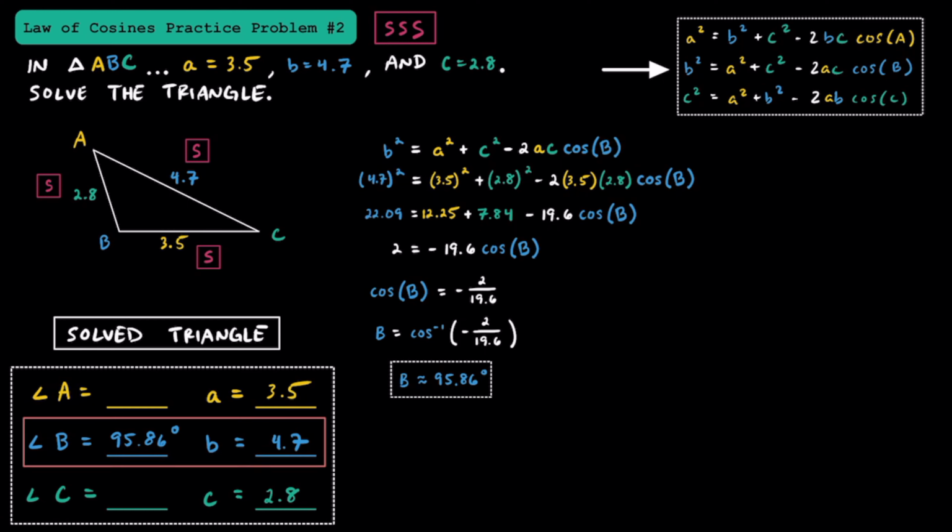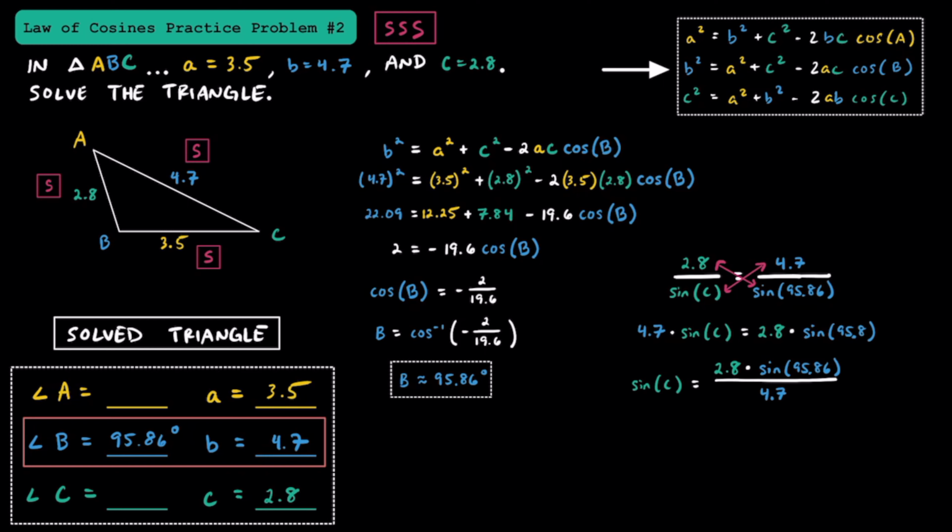Now that we have a matching pair of an angle and its opposite side length, we can use the law of sines to solve the rest of this triangle. We can set up this proportion of 2.8 over sine of C is equal to 4.7 over sine of 95.86, and by cross multiplying, we can write the equation 4.7 times sine of C is equal to 2.8 times sine of 95.86. Dividing both sides by 4.7, we can write sine of C is equal to 2.8 times sine of 95.86 over 4.7.